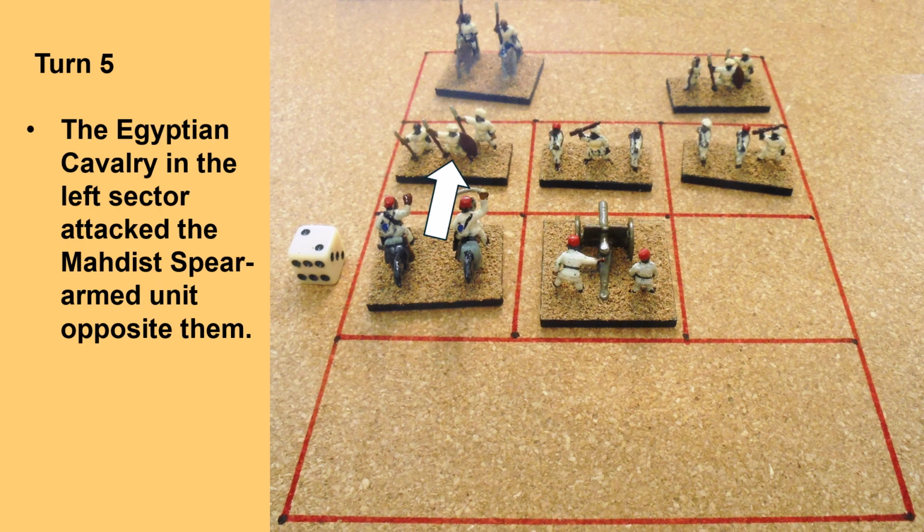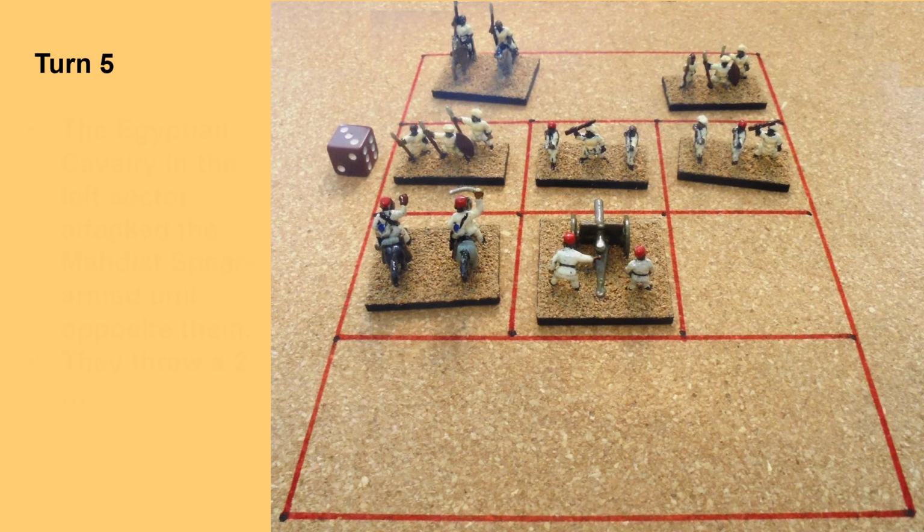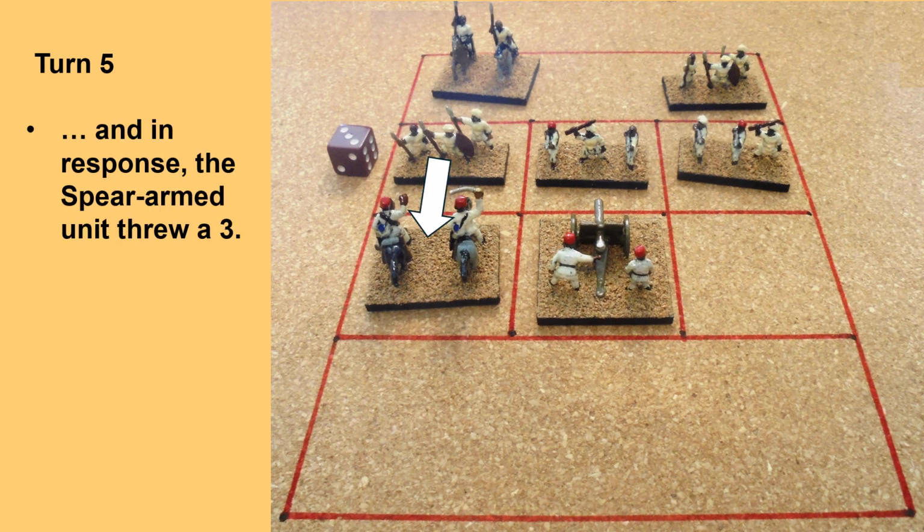The Egyptian cavalry attacked the Mahdist spearmen opposite them, threw a 2, and in reply, the Egyptians threw a 3, which meant yet again there was an indecisive result to the fighting.